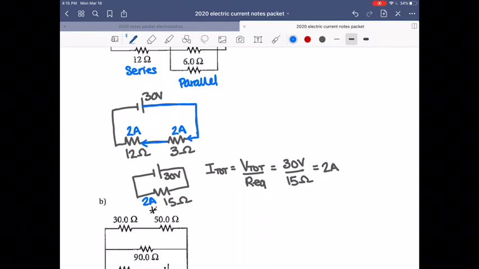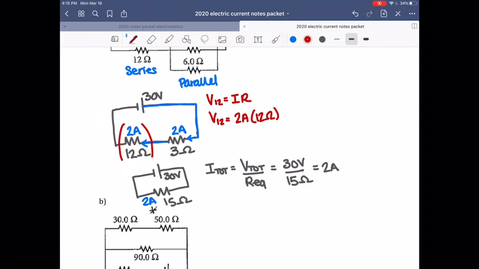Okay, this is an important step because a part of combination circuits is you have to find out the voltage or the potential drop over each resistor. So I could figure out how much voltage is serving this 12 ohm resistor by doing V equals IR. Okay, so over the 12, I would have 2 amps, resistance of 12 ohms. So that would mean I would have 24 volts serving that 12 ohm resistor.